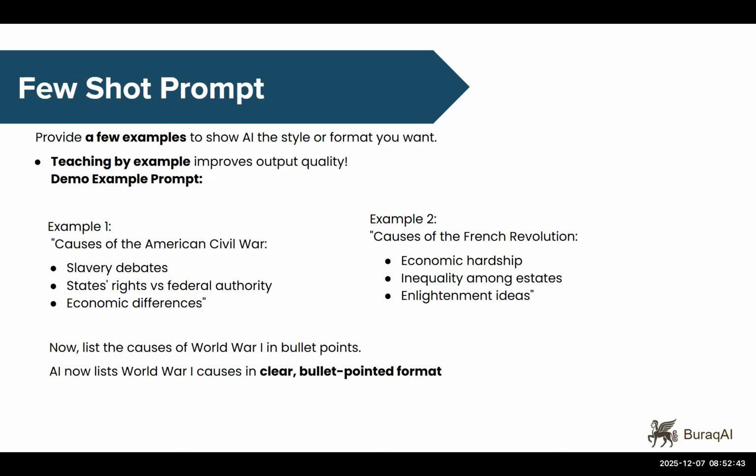Or it's a second example: what are the causes of French Revolution? Just give me the bullet. It's just like giving me the bullet points of all of that. So AI now lists the causes in clear bullet pointed format, because that is how I am asking it to give me the output in bullet points. So this is like providing some examples.